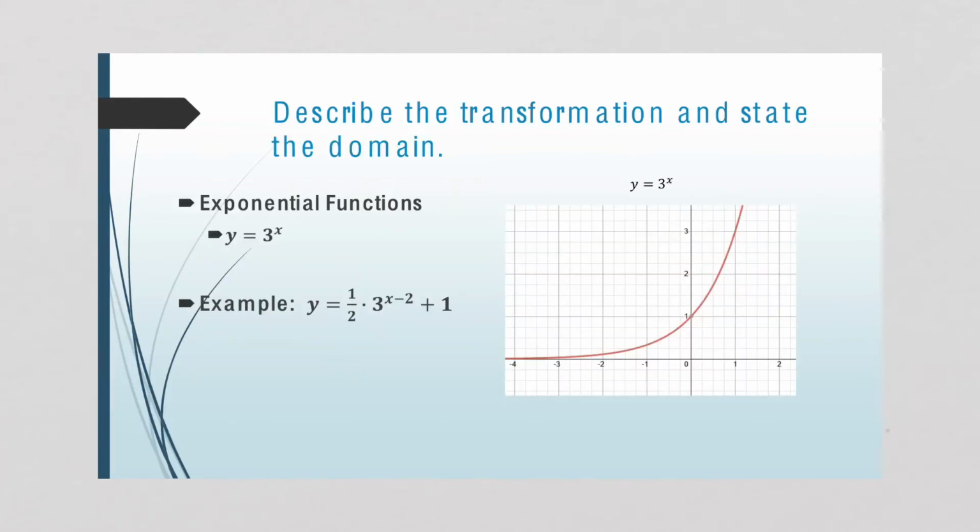Next part of today's lesson is to talk about describing transformations and stating the domain of the functions. For our exponential functions, you notice every parent graph is actually going to be different because it depends on what we use for B.